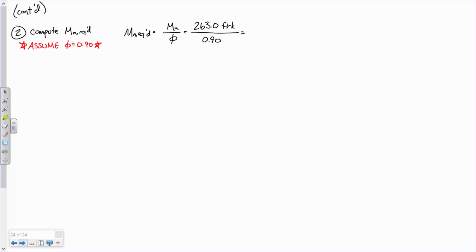I'm not even looking at the notes anymore. I'm just doing it live. 292.22 foot kips. And just for the heck of it, what's this in inch kips? We're going to need it.